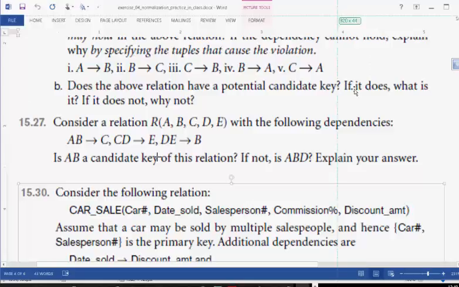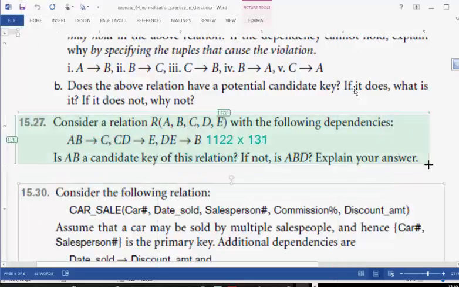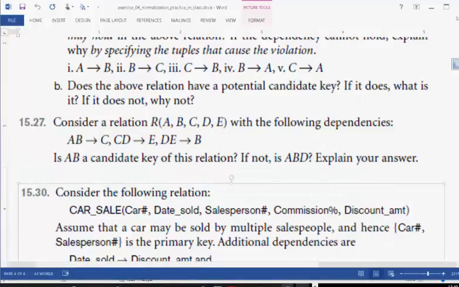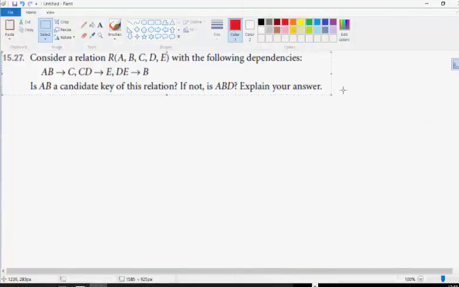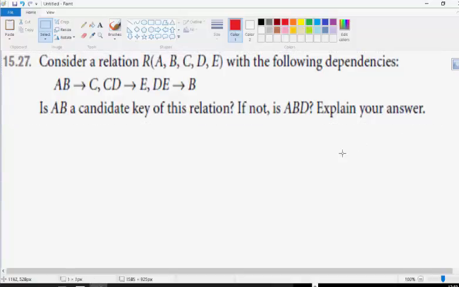All right, this was a simple one, so hopefully very fast. All right, so I've got here a relation, and there are some functional dependencies. A, B, C, D, E, with functional dependencies AB to C, CD to E, DE to B. Is AB a candidate key? That's the first question. Someone is saying no, some people are saying yes.